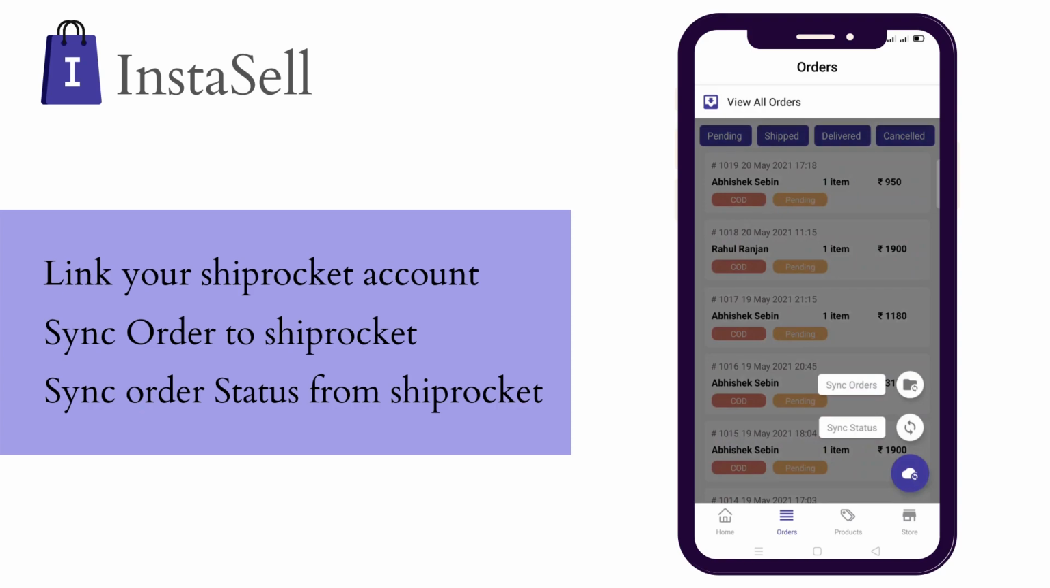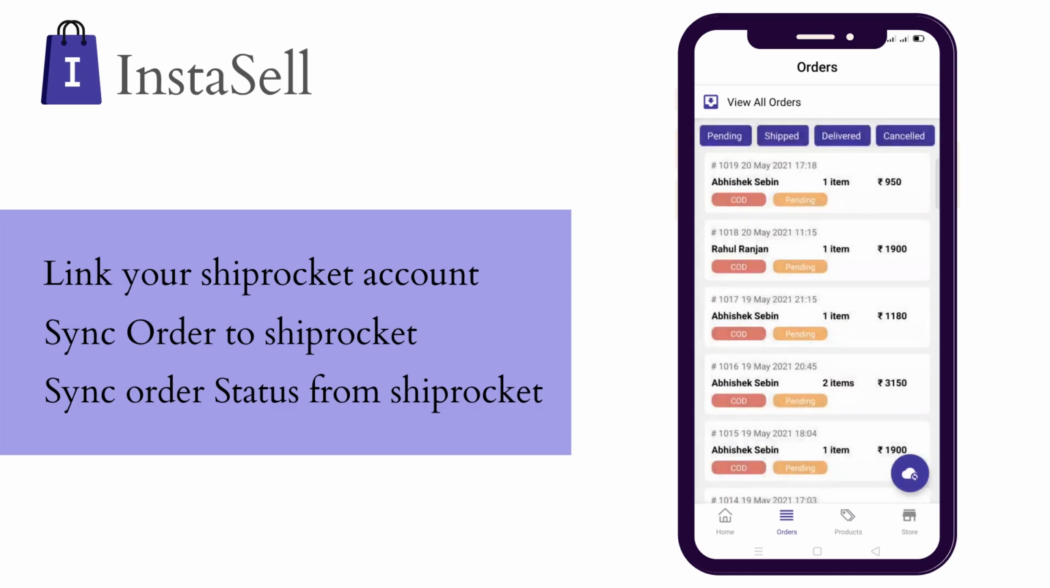But you don't need to click on sync orders. Usually all the orders are directly created on your ShipRocket panel. So this is how you can link your ShipRocket panel and use that ShipRocket account with the InstaCell app to easily fulfill all your orders.